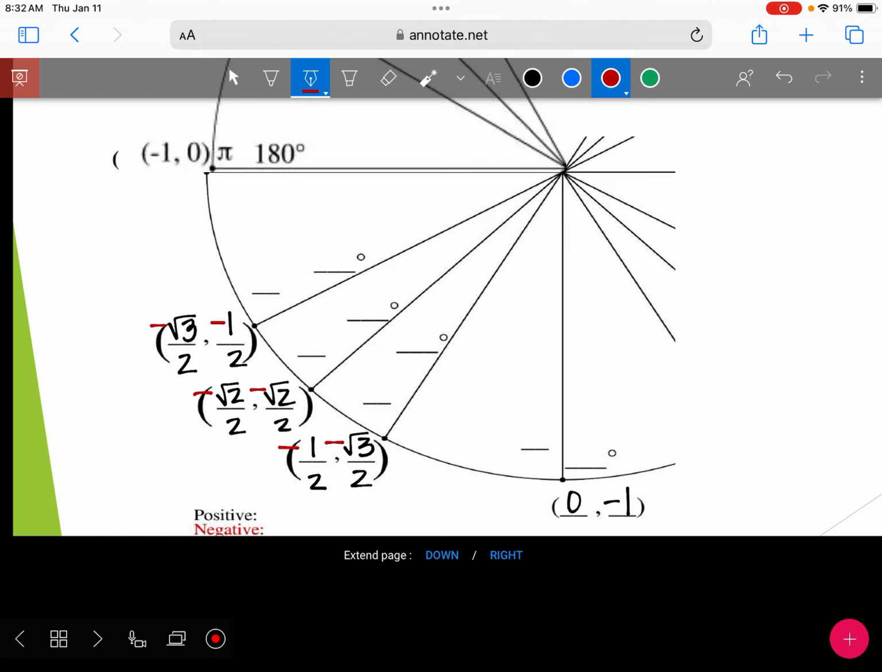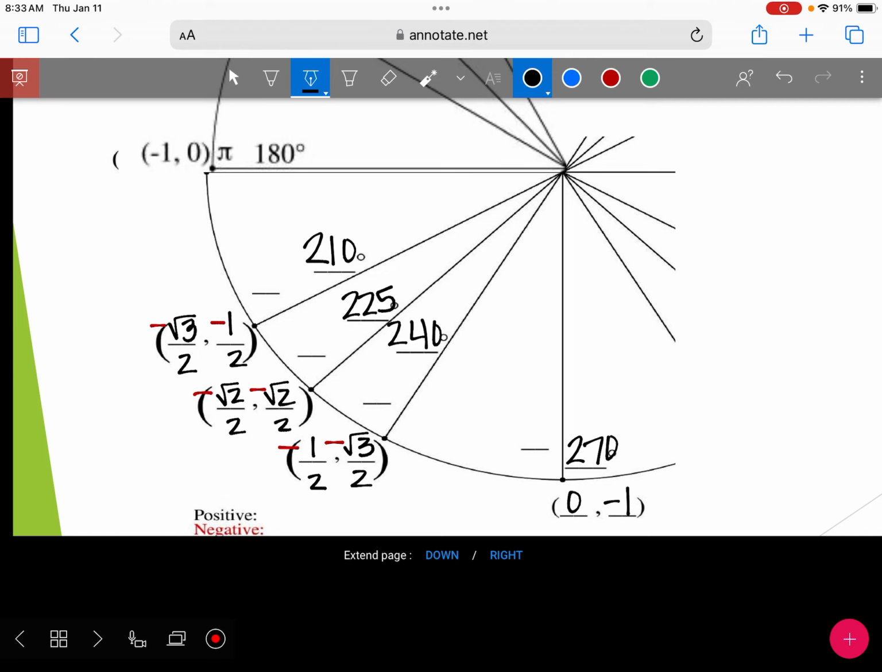And then you're going to add 30, 45, 60, and 90, except this time we're adding it to 180. So 180 plus 30 is 210. 180 plus 45, 225. 180 plus 60, 240. And 180 plus 90, 270.